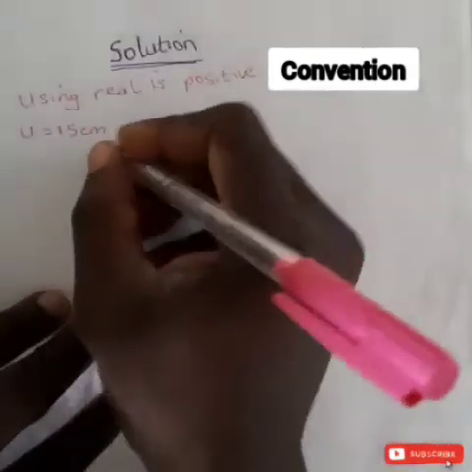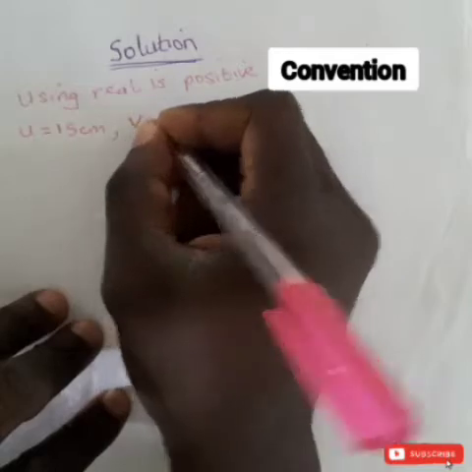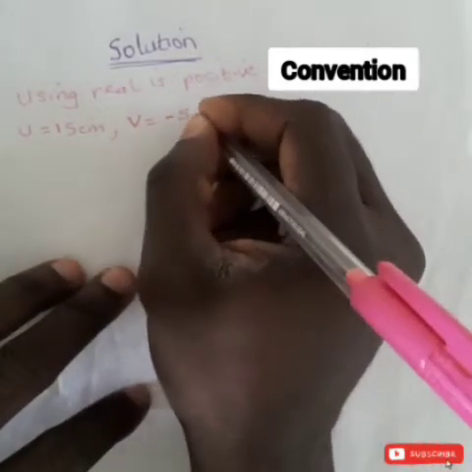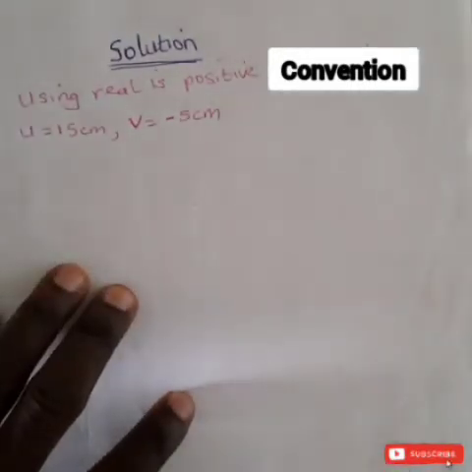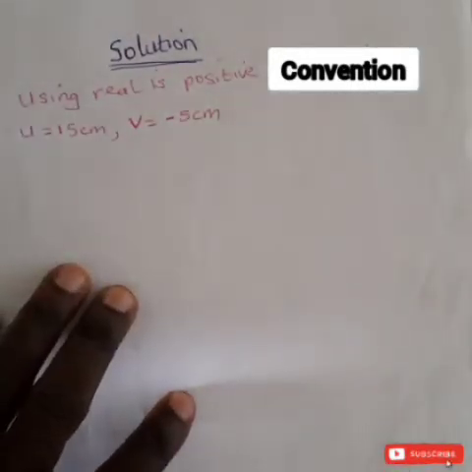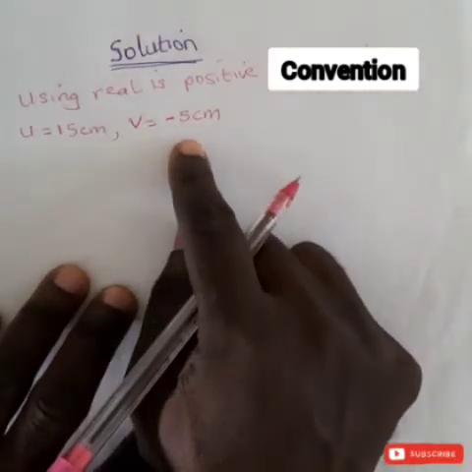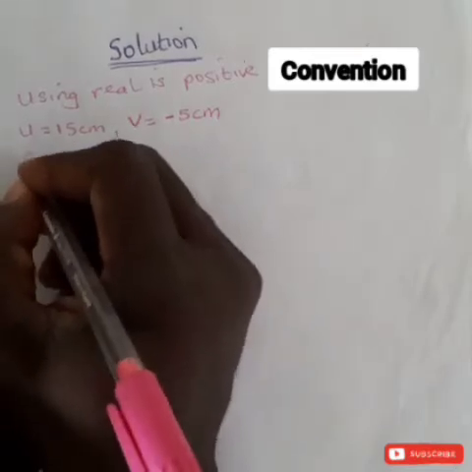Then my v, image distance, is going to be negative, that's minus 5 cm, because irrespective of where you place the object for a convex mirror, the image must always be formed behind the mirror and it's going to be always virtual. So this is going to be minus 5 because it is virtual. So we have to find the focal length.